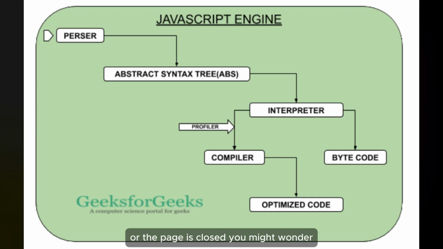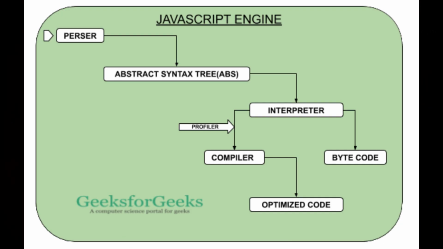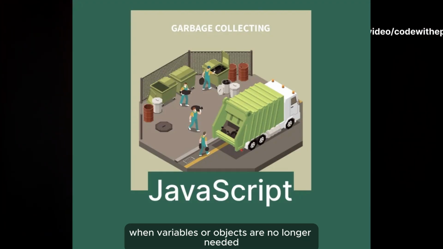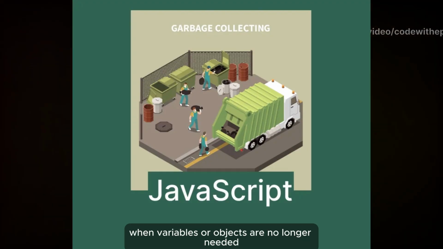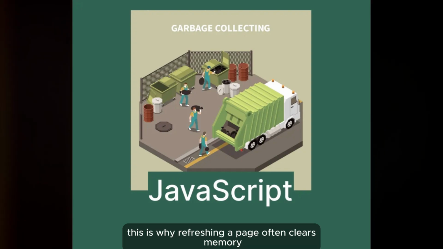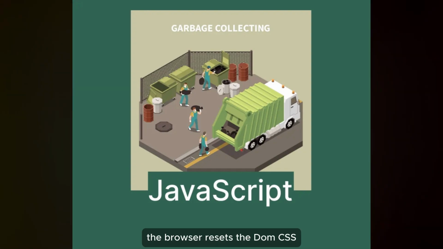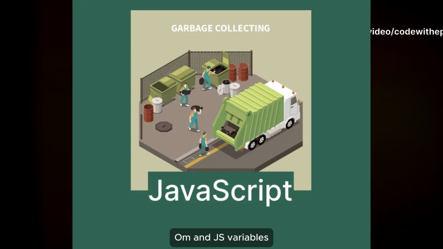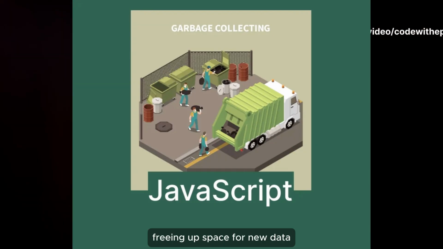You might wonder, doesn't this memory fill up? Modern browsers use garbage collection to automatically free up RAM when variables or objects are no longer needed. This is why refreshing a page often clears memory. The browser resets the DOM, CSSOM, and JS variables, freeing up space for new data.